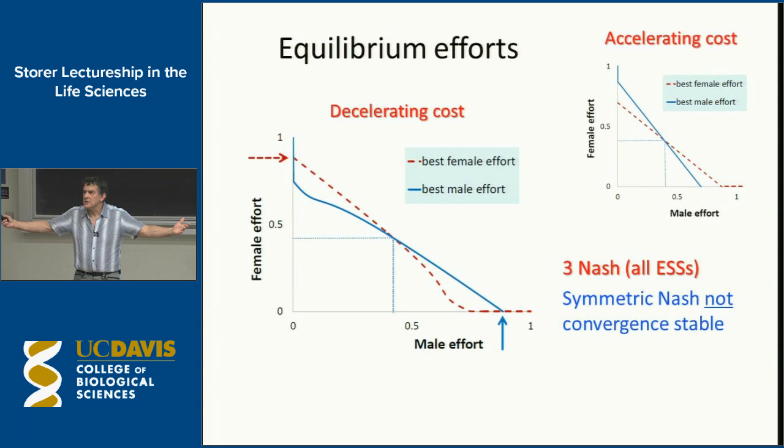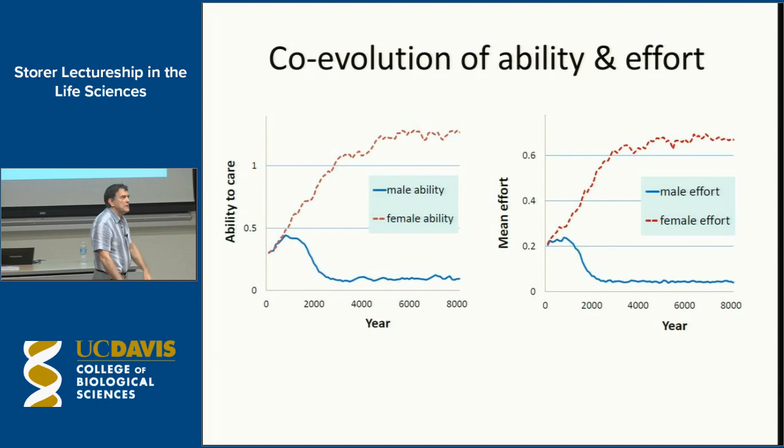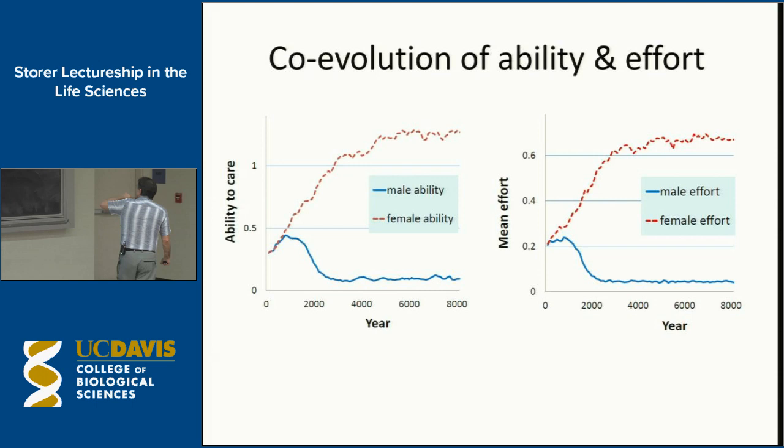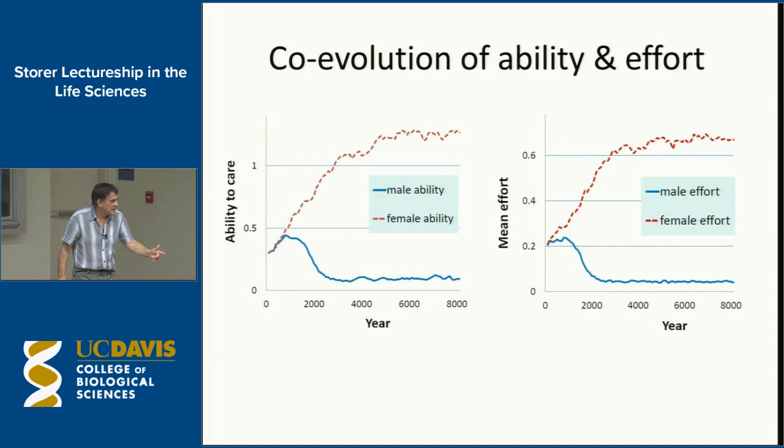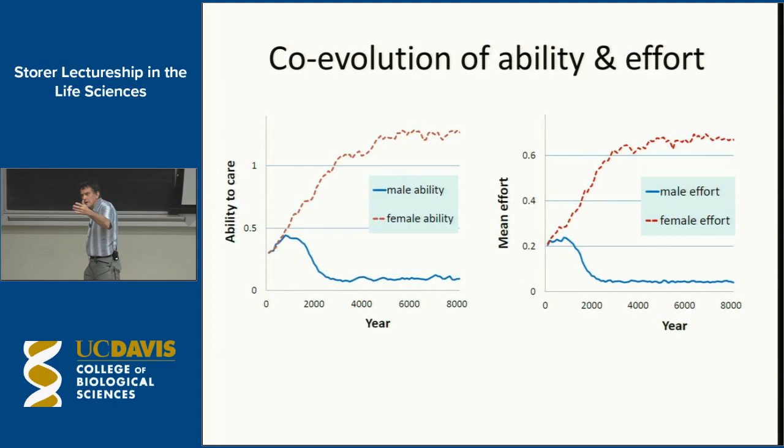Okay. So all of a sudden, instead of equal care by both parents, one of the parents, in this case the female, evolves the ability to care and evolves to put in a lot of care, and the other evolves to be useless at care so as not to pay the cost and doesn't put any care in. Okay. So again, you get different predictions. From before we had equal care, now we have totally unequal care.